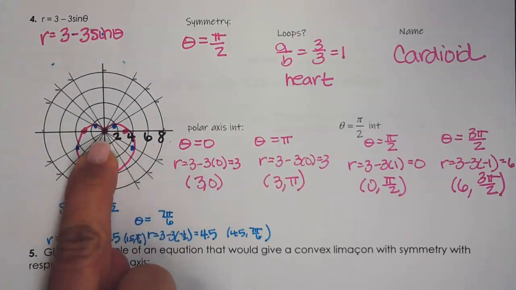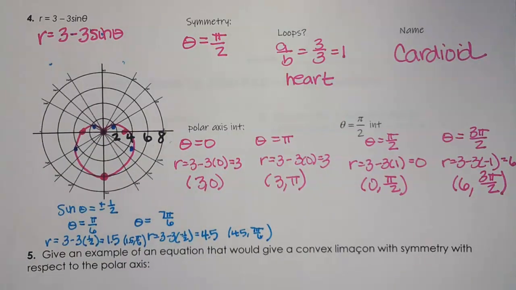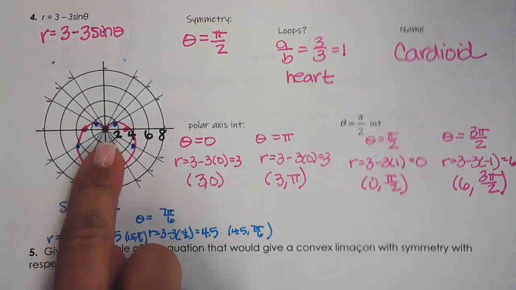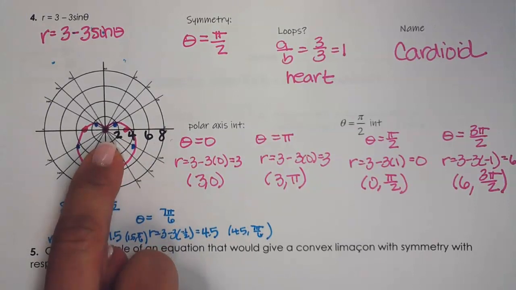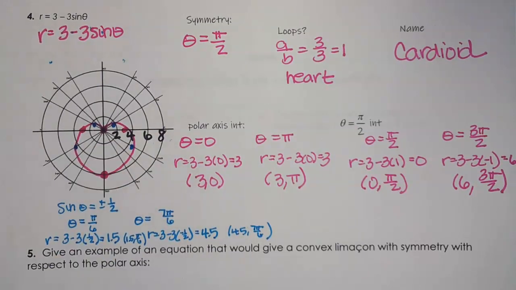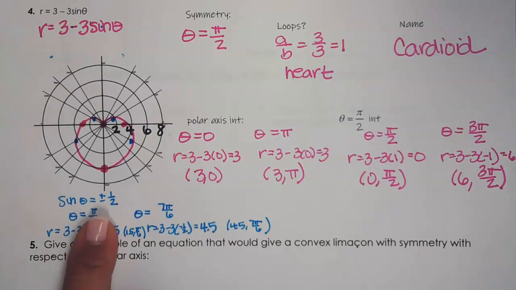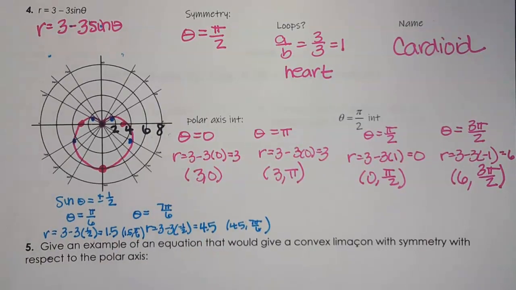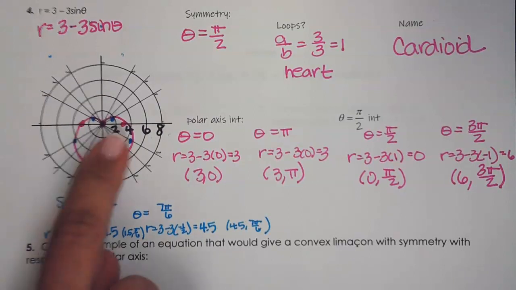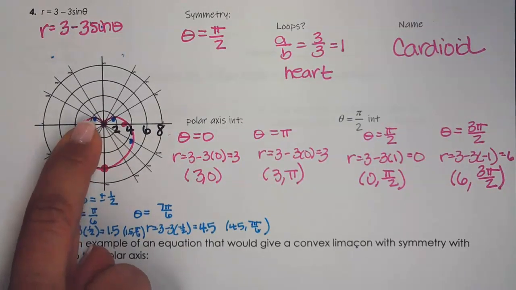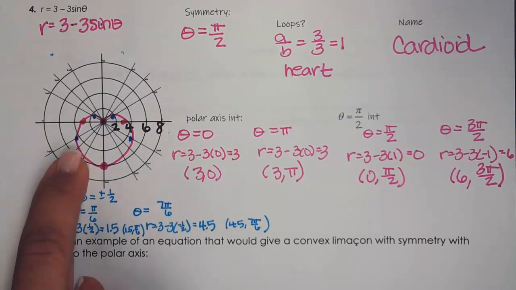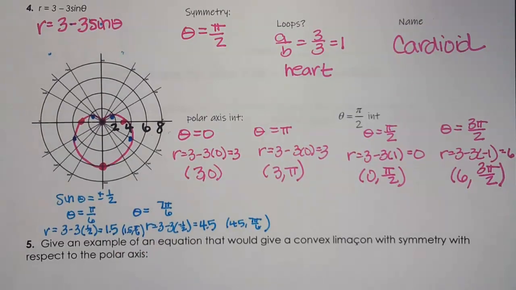Again, it will touch the pole because it is a cardioid. The cardioid touches the pole. The limacon with an inner loop touches the pole. The dimpled or convex won't. And then, of course, you know me, I found my extra points. So again, I'm just going to use when sine is plus or minus 1/2, so I'm going to use things in the pi sixths family. Pi sixths I reflected to help me find the 5 pi sixths. And then 7 pi sixths I reflected to help me find the 11 pi sixths.